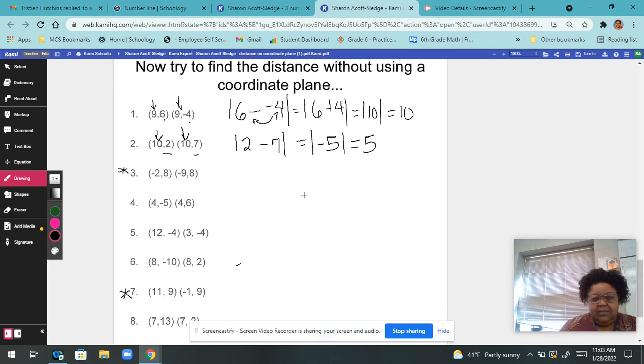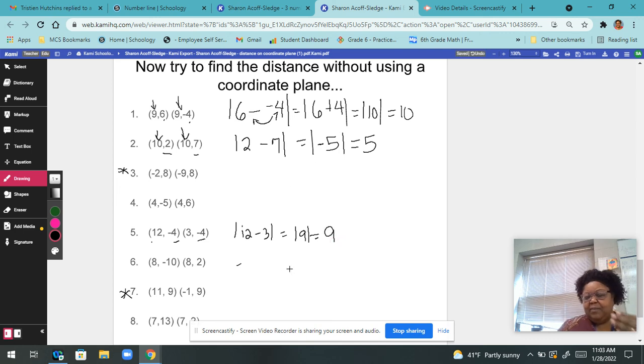Oh, I said I was doing this one. So these are the same. The negative 4s are the same. So we'll concentrate on the 12 minus 3. So absolute value of 12 minus 3. 12 minus 3 is 9. So we're going to take the absolute value of 9. So that distance is 9.